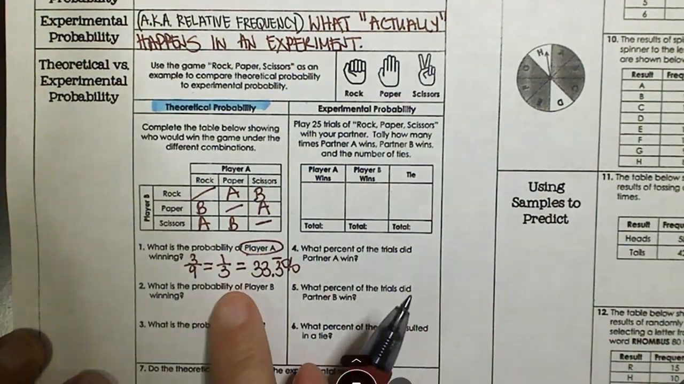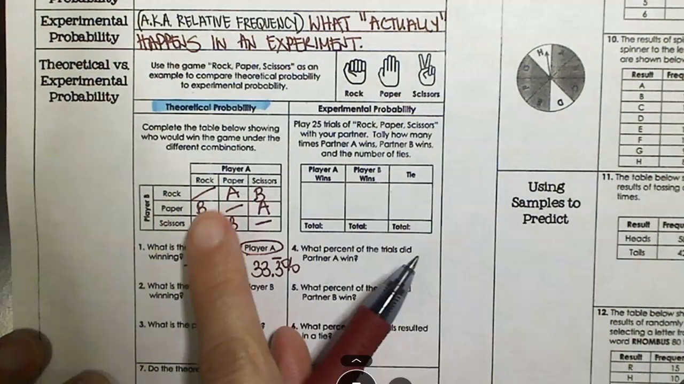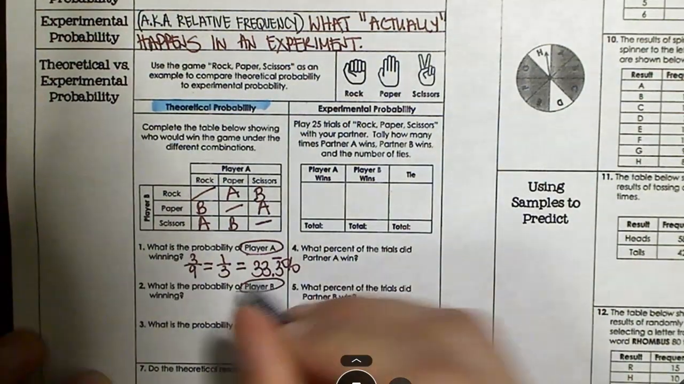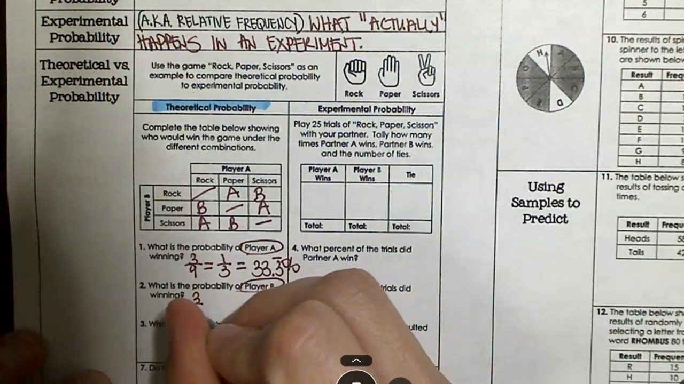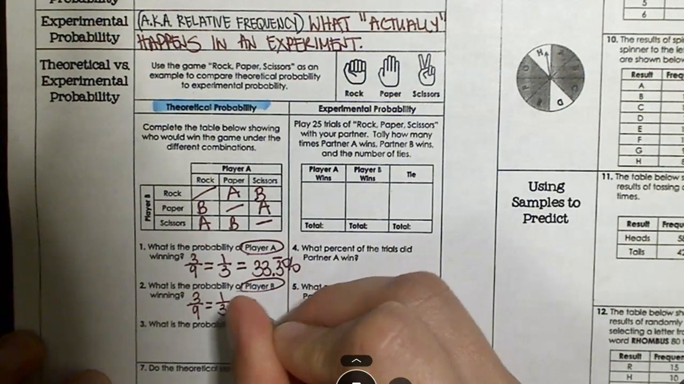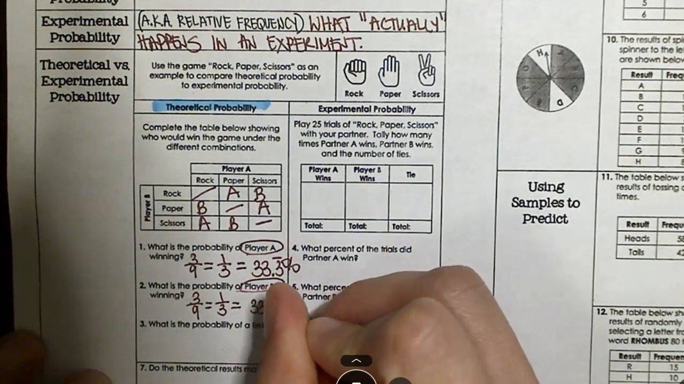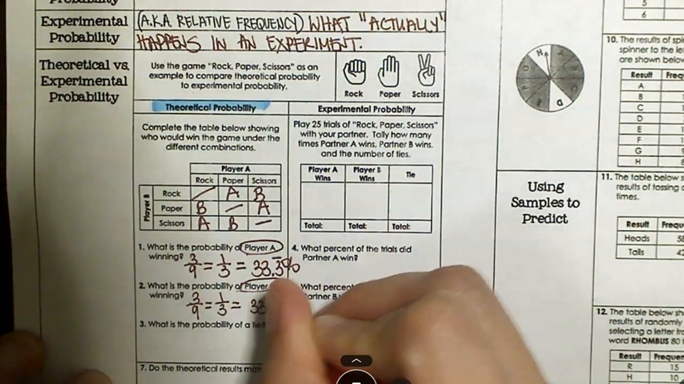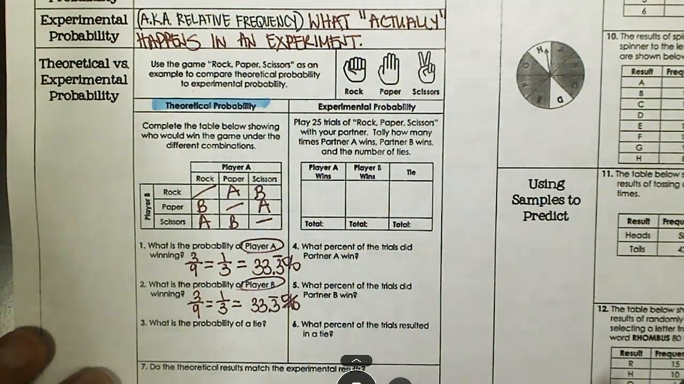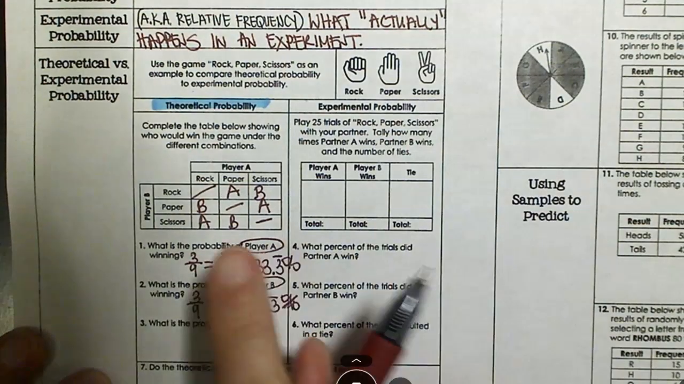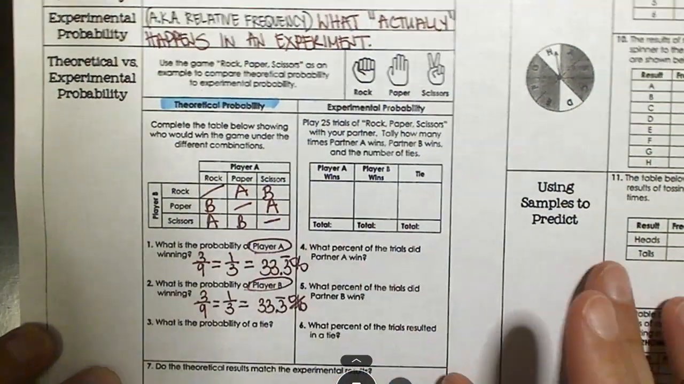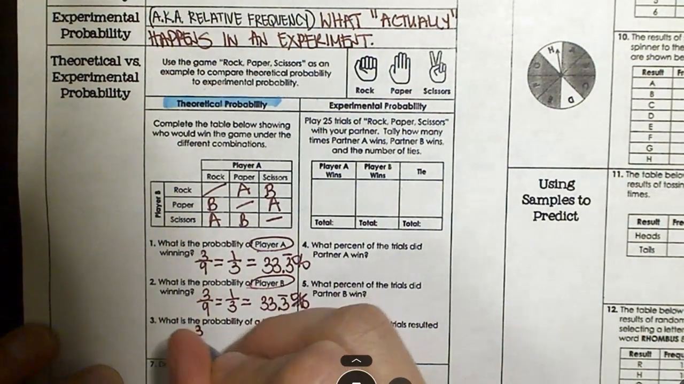You'll notice player B winning is going to be the same exact data, right? 3 times out of 9, reducing to 1/3 and 33.3 repeating decimal percentage. And this is really why we do rock, paper, scissors so many times, because it's considered a fair game, because it's equally likely. If we're looking at a tie, surprise, surprise, same data.